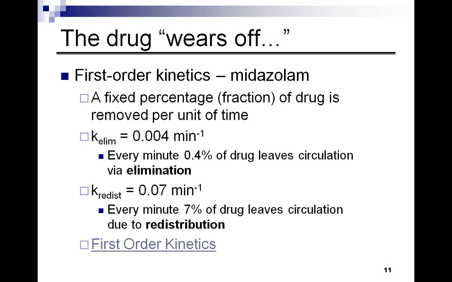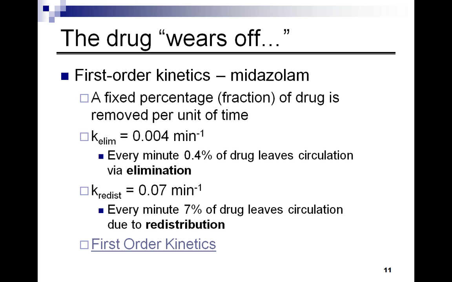When we talk about a drug wearing off, this usually happens by means of some kinetic process, usually first-order kinetics. First-order kinetics means that a fixed percentage of drug, a fixed fraction of drug, is removed from a compartment per unit time. We have constants that describe the movement of drugs from one compartment to another. So we have an elimination constant. For midazolam, it's 0.004 per minute.